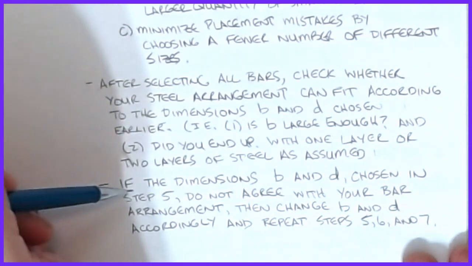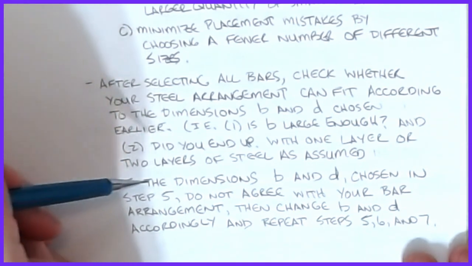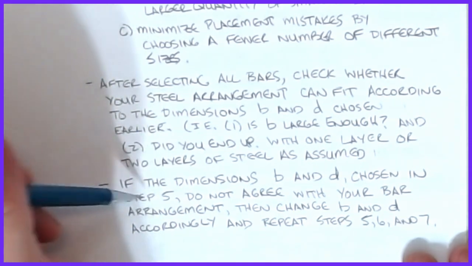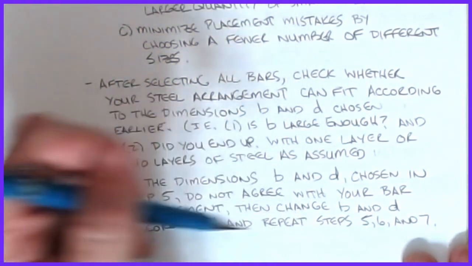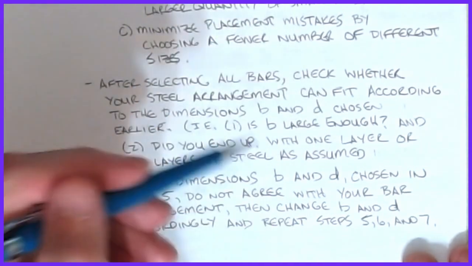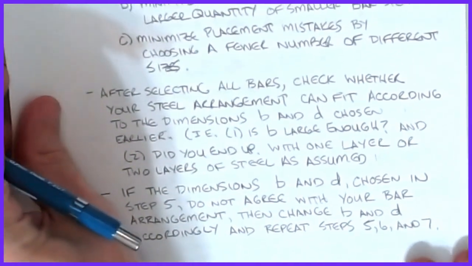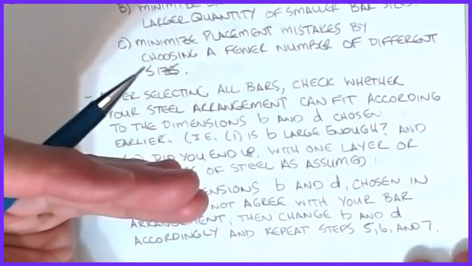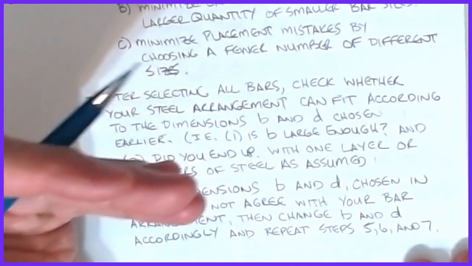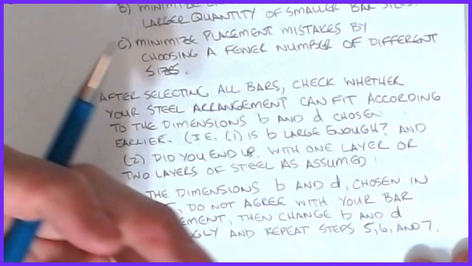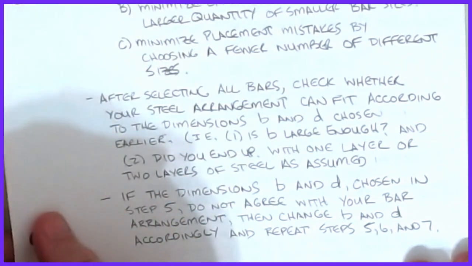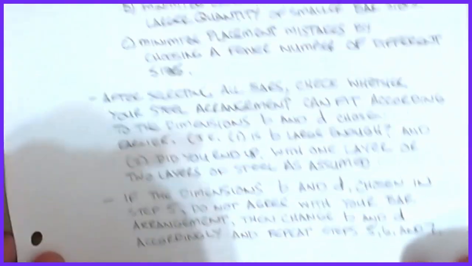Now, if the dimensions that you chose for B and D back in step five do not agree with your bar arrangement, then you need to change your B and D accordingly, and then repeat all of these other steps for the area. Basically, if you can't get your bars in two layers or less, then you violated one of your assumptions. You need to rearrange your beam size and/or redo the calculations to take that into account. But most of the time, you can accomplish what you're wanting to do in those standard situations.